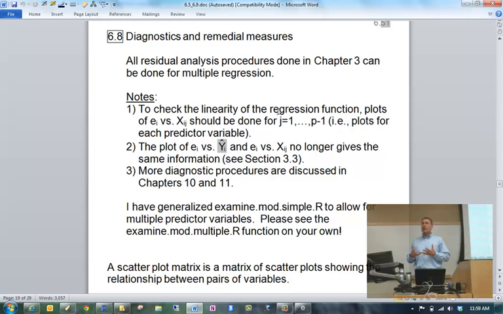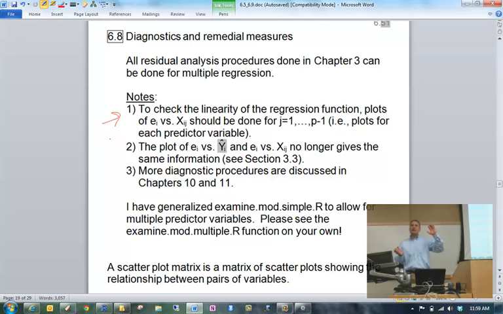Again, what I mean by incorrect results, when I say I have a 95% confidence interval, maybe it's not truly 95% because some of the assumptions of our model have been violated. Okay, so we will want to do a lot of the stuff that we did in Chapter 3 to examine our model more closely. So, for example, we will want to do this linearity of the regression function check.